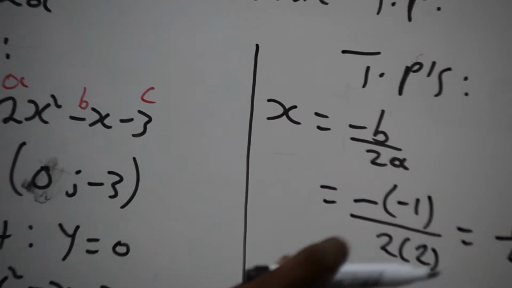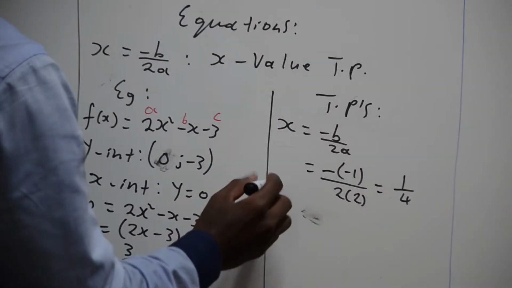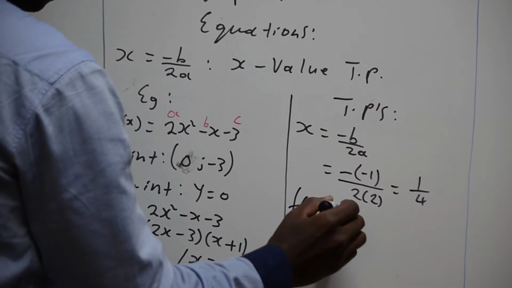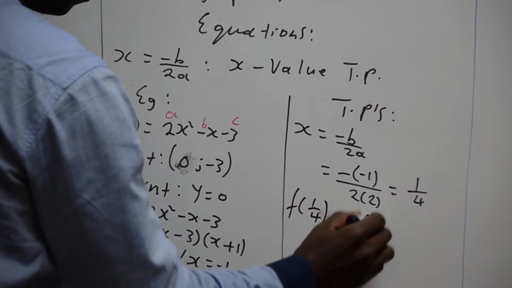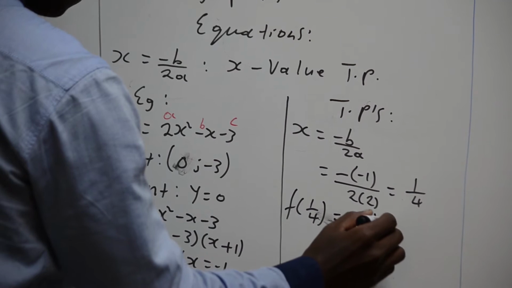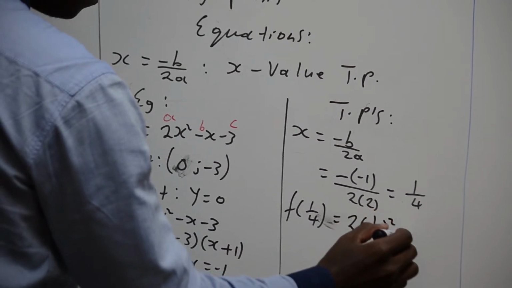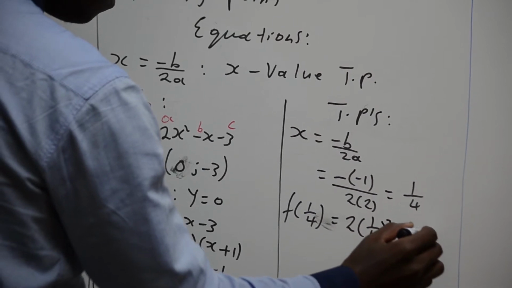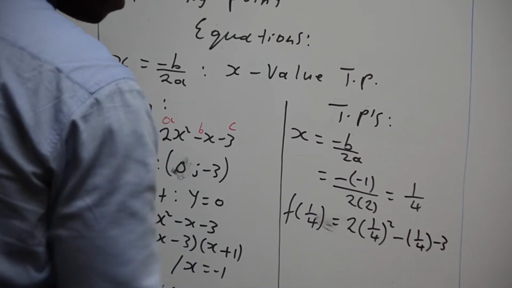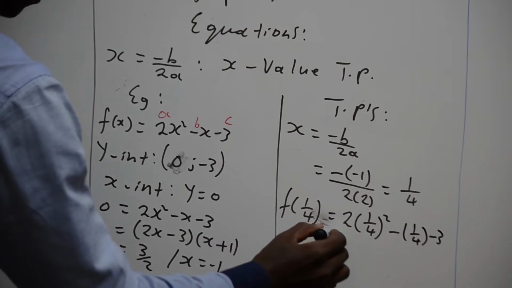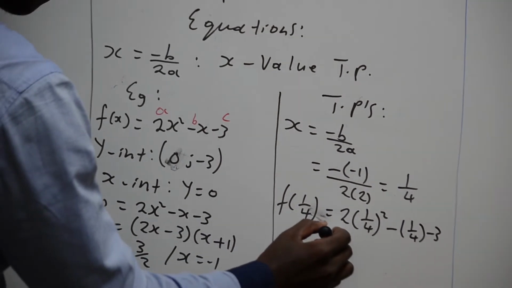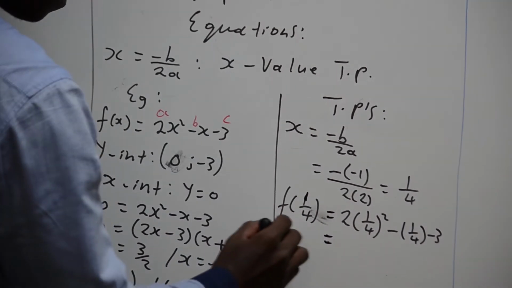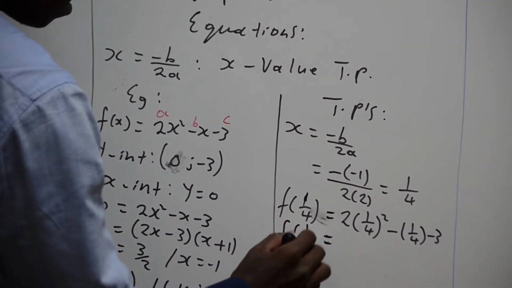Then you have to take this value where you find the equation. So f of 1 over 4, which is 2 into 1 over 4 squared minus 1 over 4 minus 3. So the calculator yako pa bomba ufumana bana. So you'll have a value here.